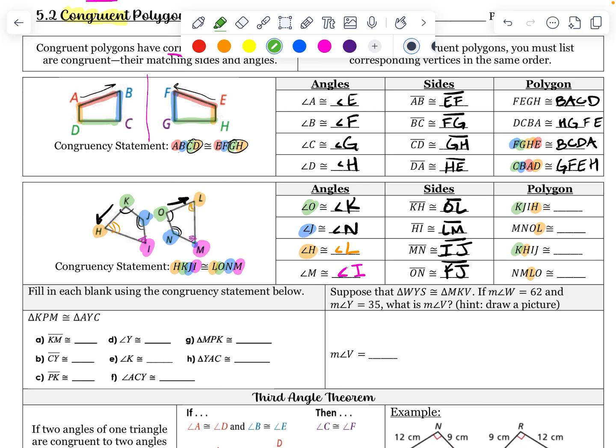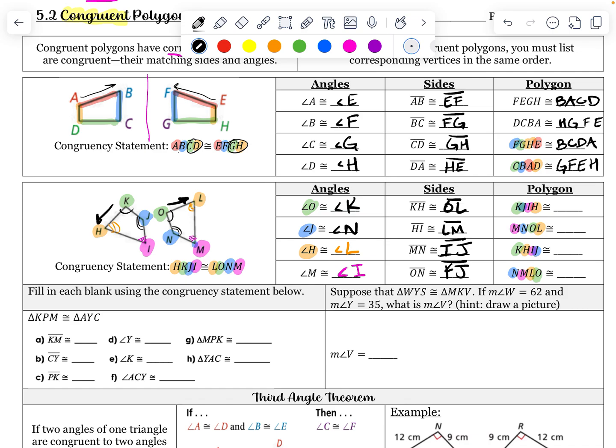K, O, J and N, I, M. I think that just really helps me not make mistakes on these, to make sure that I have everything color-coded. All right, here we go.